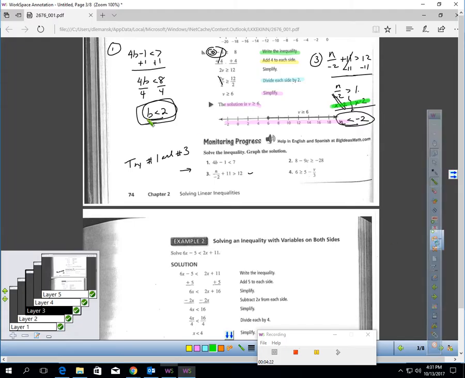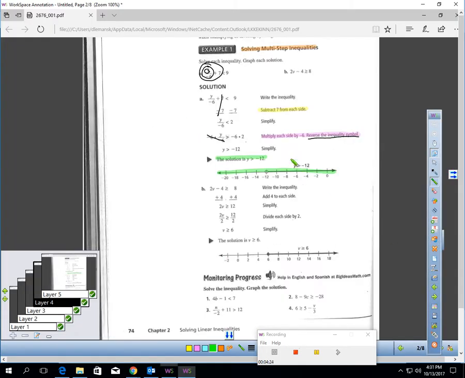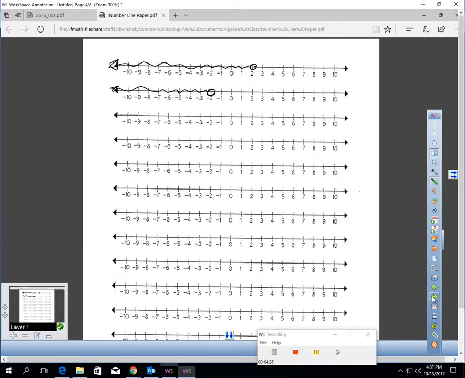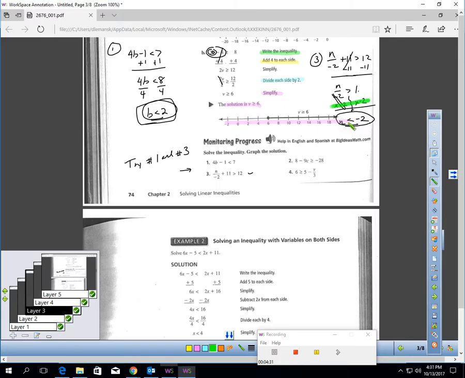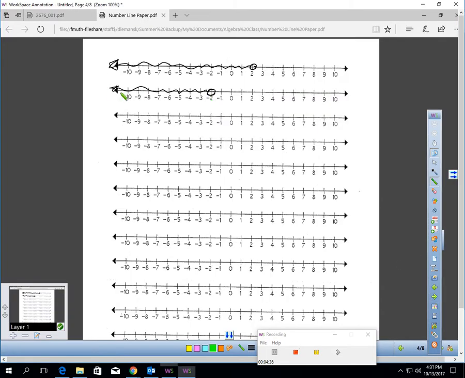Let me graph those. B less than 2. That would be an open circle at 2, shading left. And if I want to graph n less than negative 2, I would have an open circle at negative 2, like you see here, and shading left.